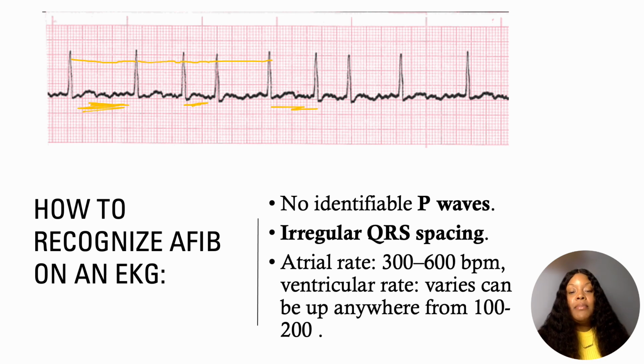You will see irregular QRS spacing, and your atrial rate could be 300 to 600 beats per minute. So remember, that is super fast.